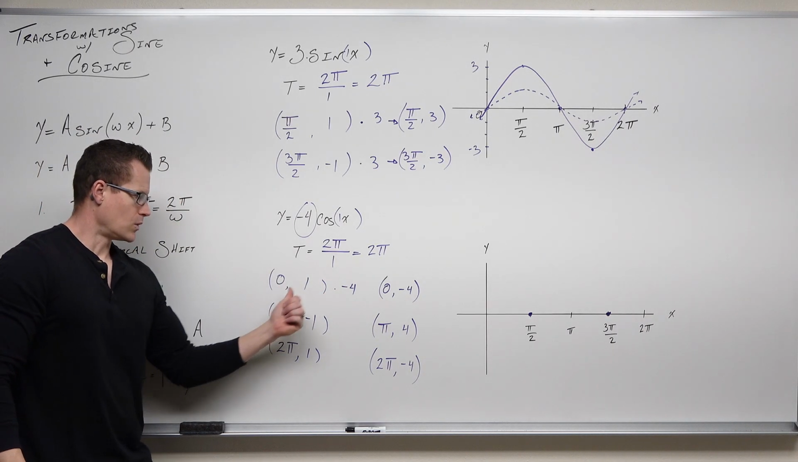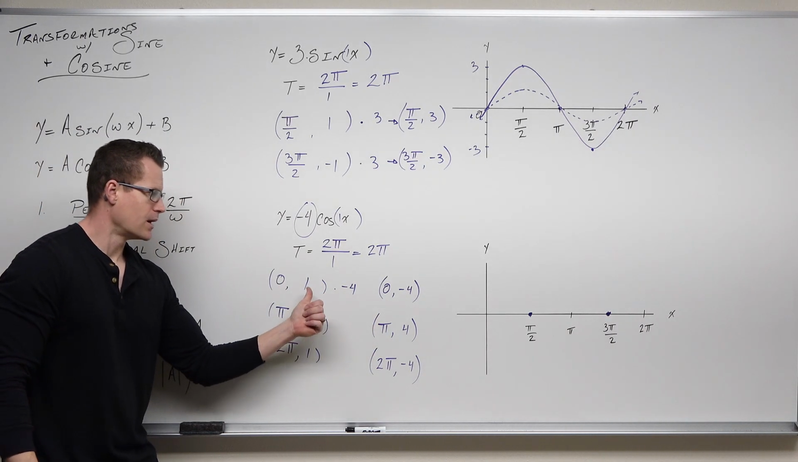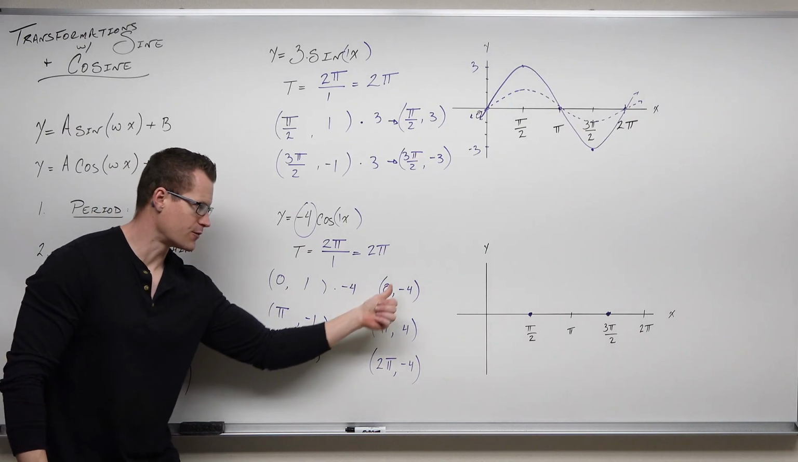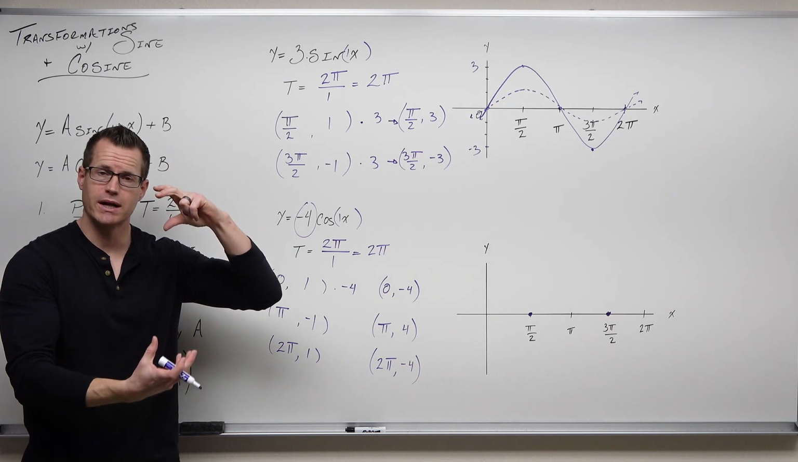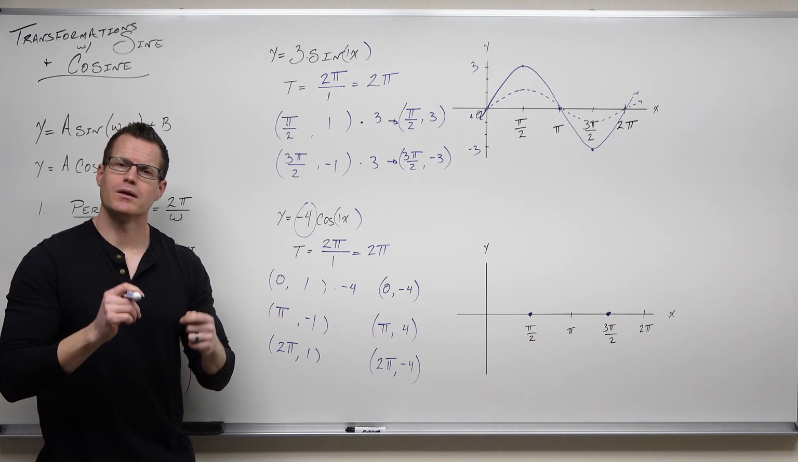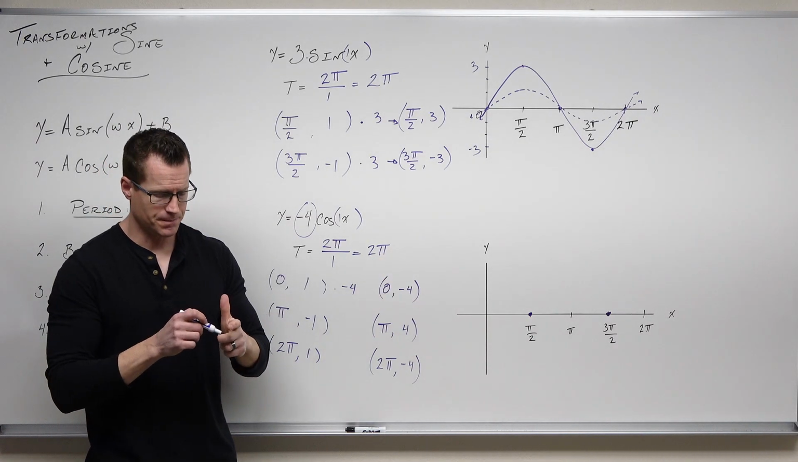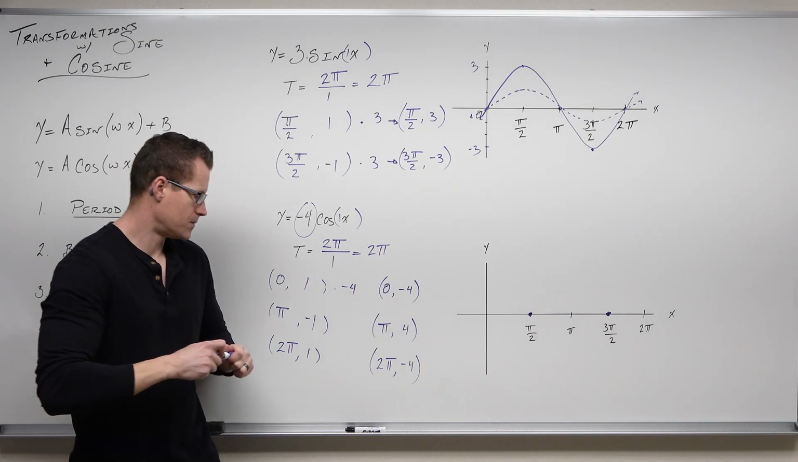So 0, cool, pi, awesome, 2 pi, got it. 1 times -4 and -1 times -4 and 1 times -4 give us a stretched and reflected output. These are the points that you need to graph on top of that period. So we're going to show that right now.